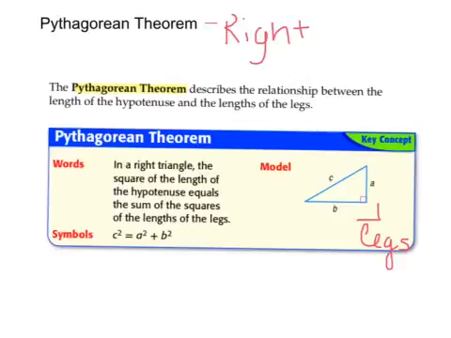C is always the longest side. Okay, it's always the longest. And C is always the hypotenuse. I'm just going to abbreviate that. C is always the hypotenuse. It is the longest side of a right triangle. Another way to always be able to find the hypotenuse is it's always opposite of the right angle. So if you find the right angle, opposite of that is always the hypotenuse.